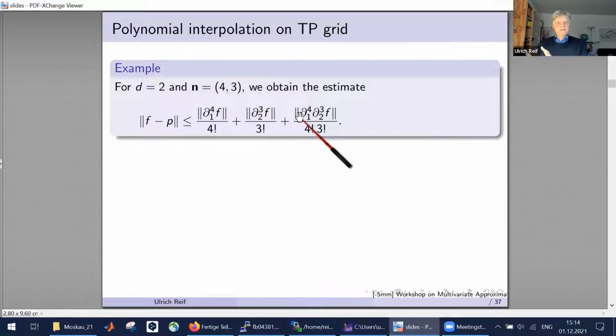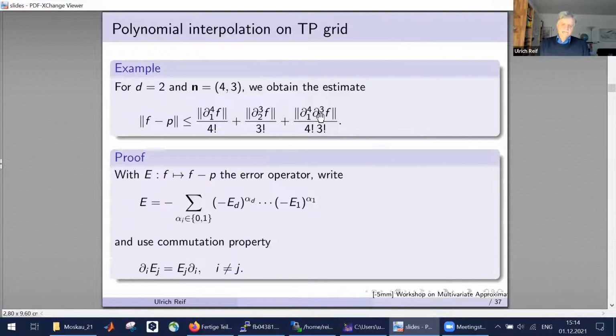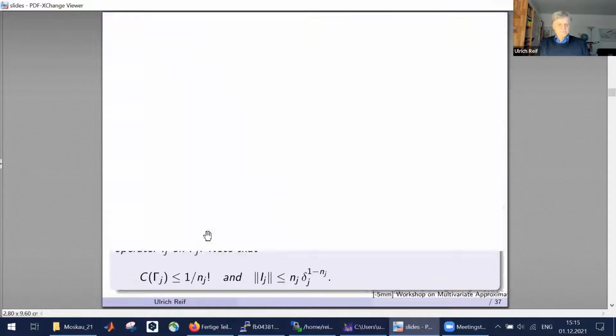Thinking of this de Boor formula, we would expect that this last term should disappear. It should be not necessary. It's a uniform bound, but it requests high order derivatives. Can we get rid of that? Now, the proof for this formula is really very basic. You could give this as an exercise to a bachelor student. This is not difficult. It's essentially based on the commutation property of partial derivatives and the univariate interpolation operators and error operators. So this is fairly easy, but the result is not optimal.